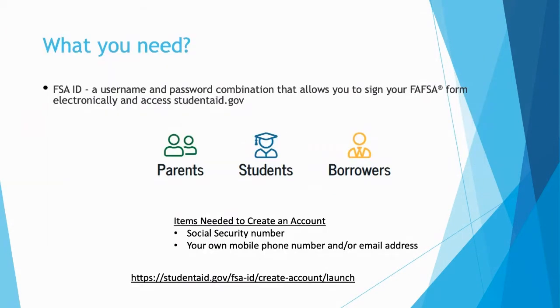Another thing that is great to start the FAFSA is having an FSA ID. An FSA ID is a fancy username and password combination that allows you to not only sign the FAFSA electronically, but also gives you access to all federal student aid information at studentaid.gov. An individual that would need to make this, obviously, is the student. Furthermore, if you're a dependent student, you would want your parents to create one, at least one parent. Items needed to create that FSA ID are a Social Security number, and a unique mobile phone number or unique email address that can be associated to that username and password.